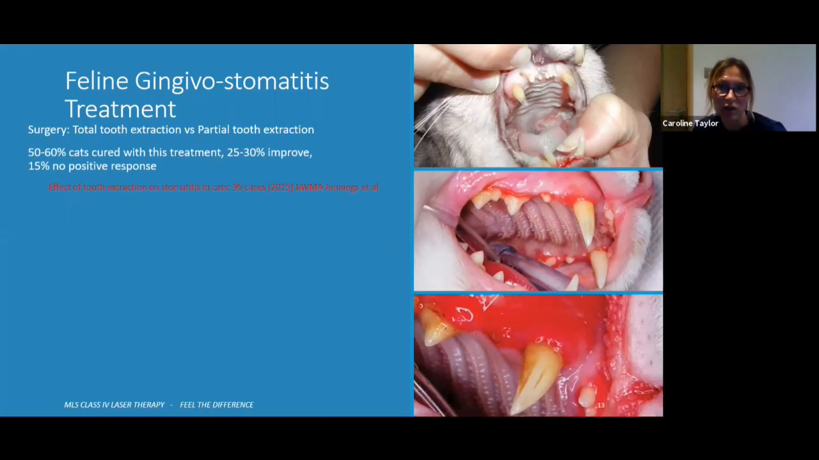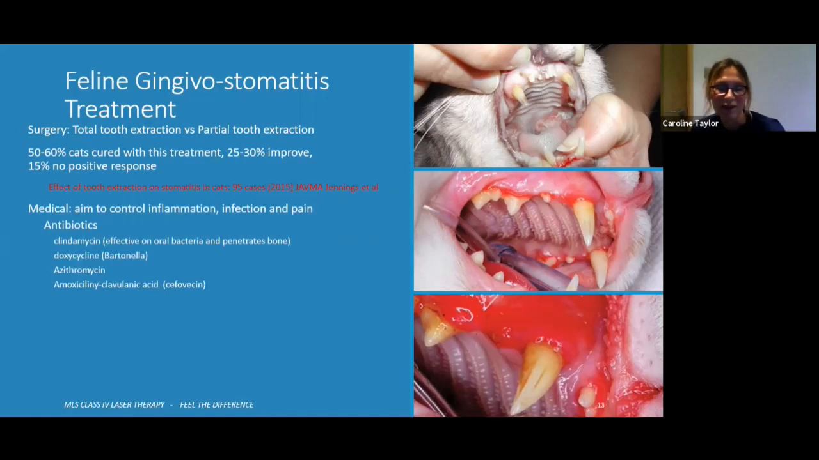Often people will leave the canines in situ. But even then, up to 60% of cats can be cured with this, but there's still a proportion that, even when you've removed all the teeth, still need further medical management. There are lots of different ways, and laser isn't a replacement for all these treatments, but it can certainly help reduce your reliance on intermittently giving antibiotics. So there are some details there on a lot of the antibiotics that have been used.